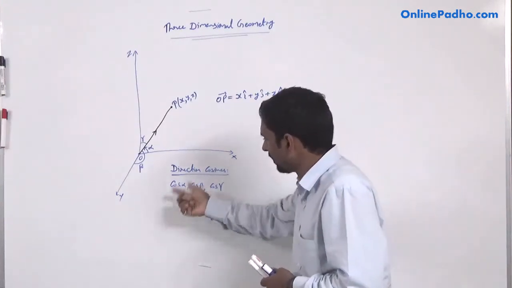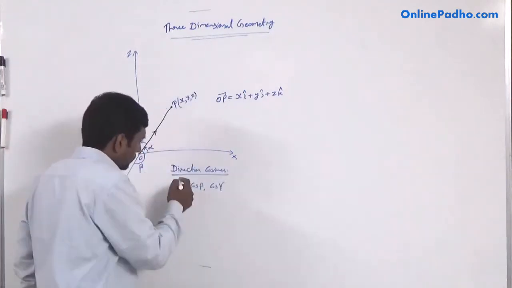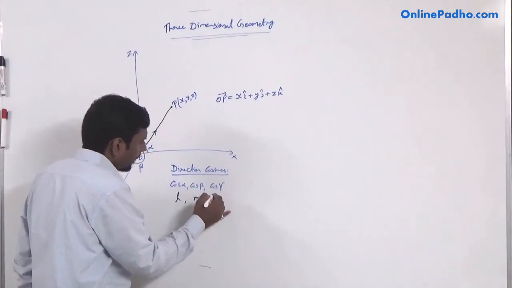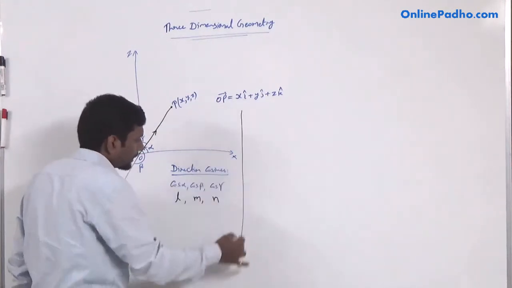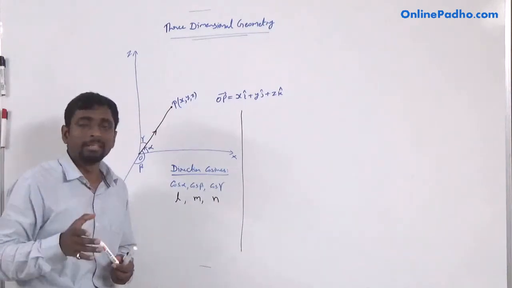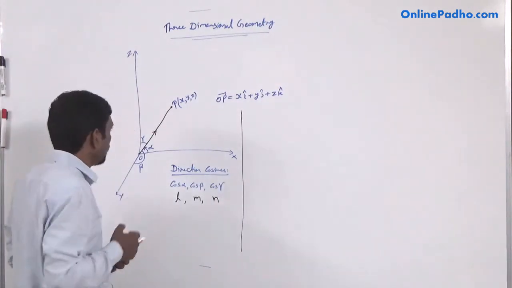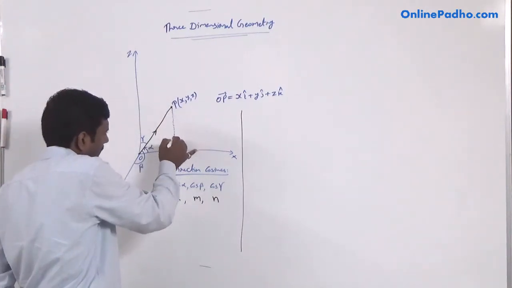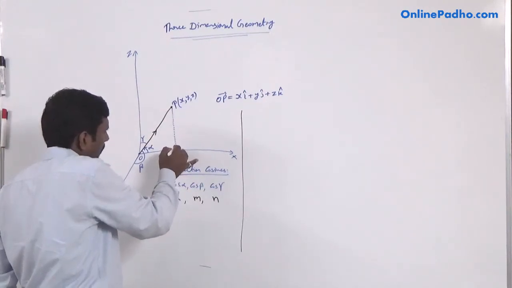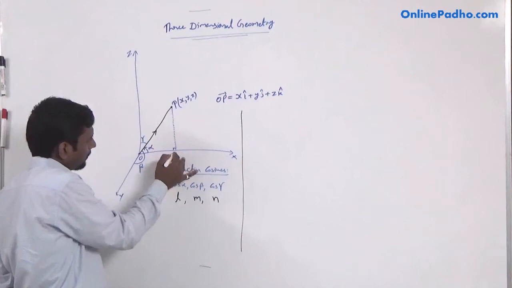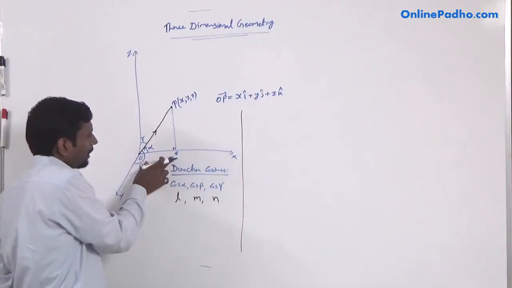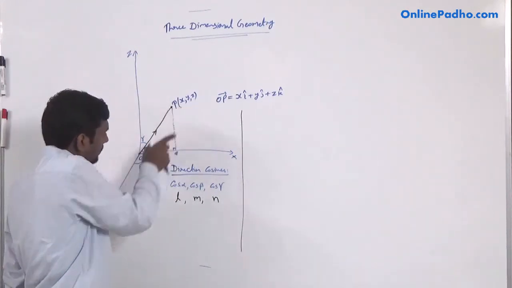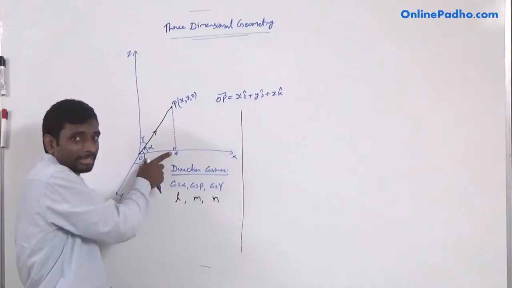Now how can we evaluate this and how can we represent it? So cos alpha is called L, cos beta is called M and cos gamma is called N. These are the symbols for direction cosine. L, M, N are the direction cosines. How can we evaluate this? If we draw the perpendicular from point P to the x-axis, you know this length OQ is called x. This is the length along the x-axis, right?